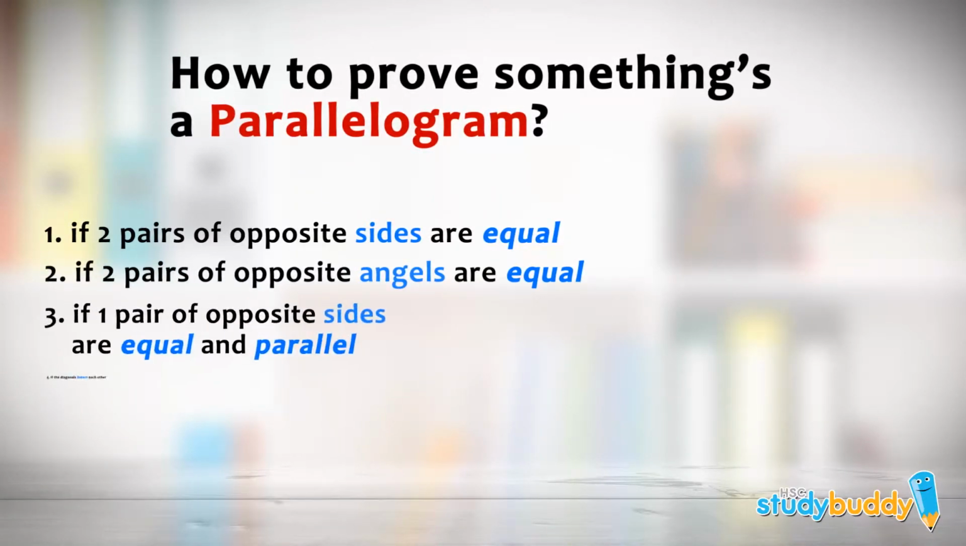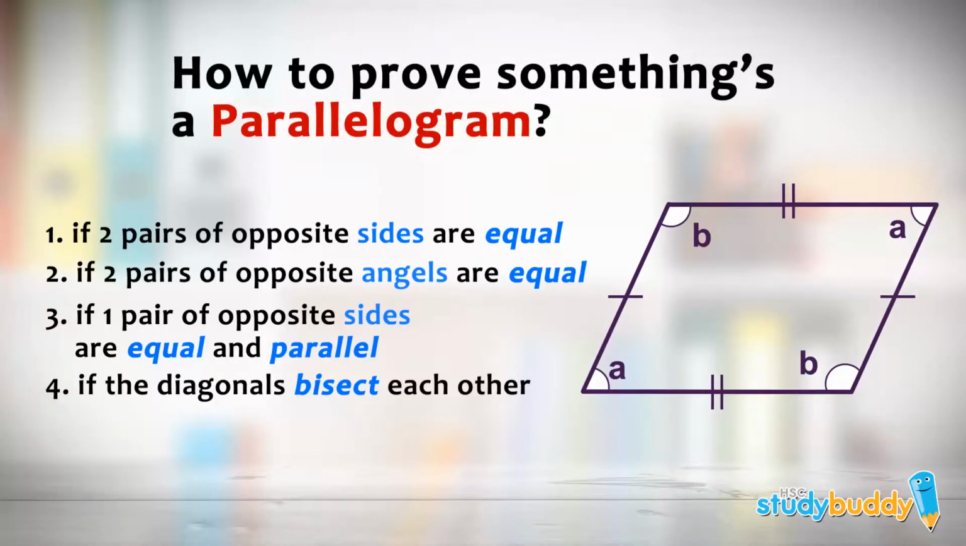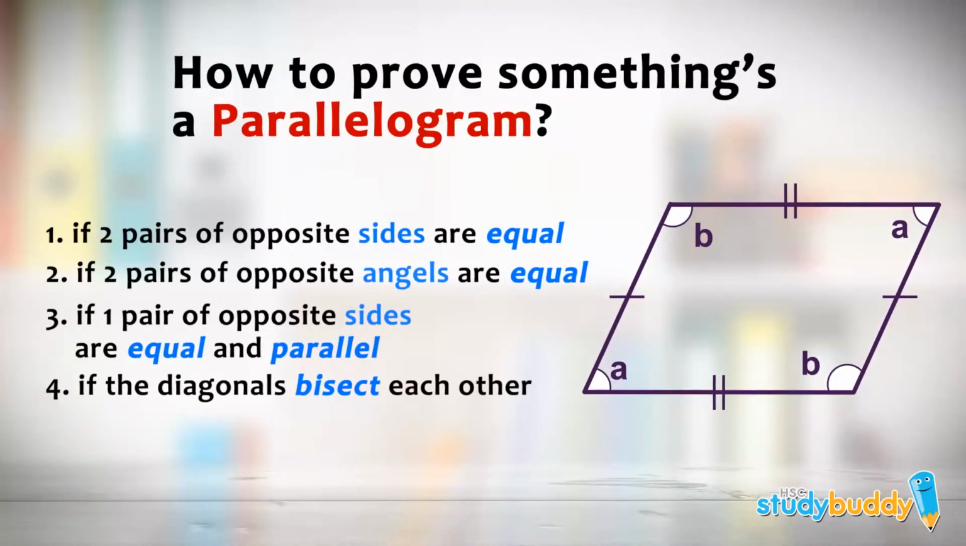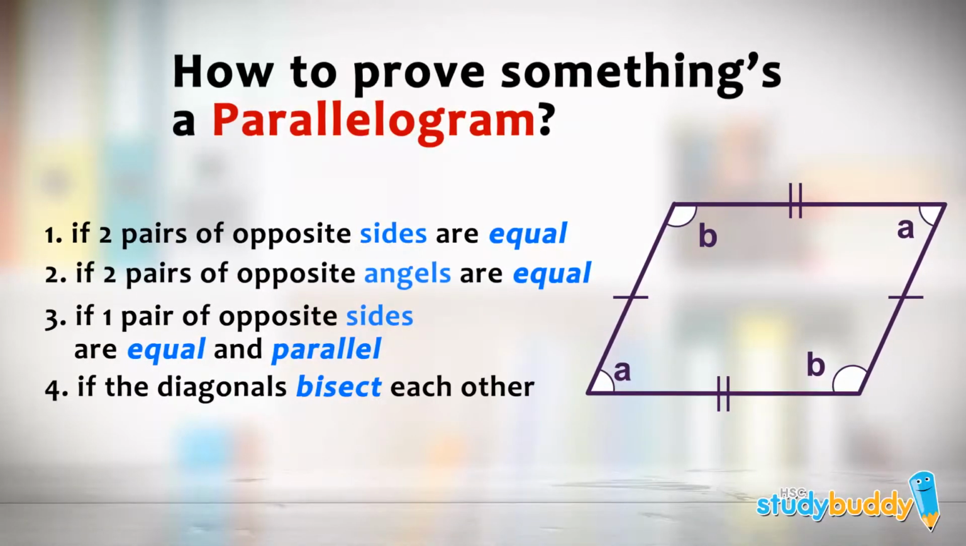It can have two pairs of opposite sides equal, two pairs of opposite angles, one pair of opposite sides both equal and parallel, or if the diagonals bisect each other.